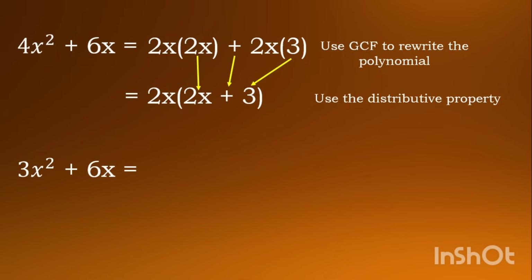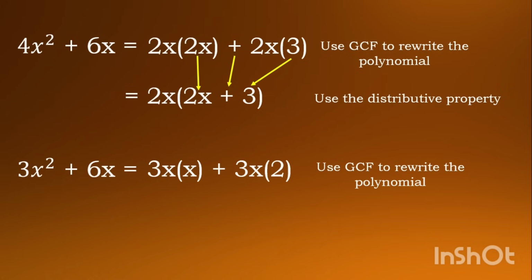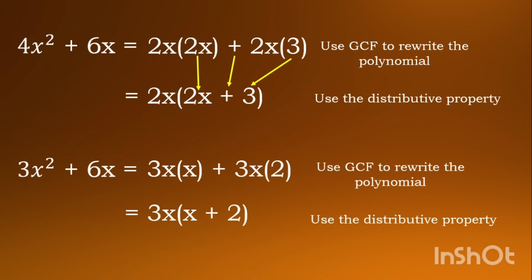Next, 3x squared plus 6x. So again, use the GCF to rewrite the polynomial. Ilabas natin si 3x and then 3x dun sa second term. Think of a monomial factor which is x and 2 sa kabila. So we will have now 3x times x plus 2. Paano naging ganyan? Write the GCF and then the common monomial factor.